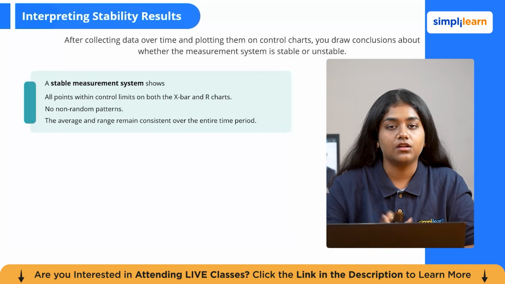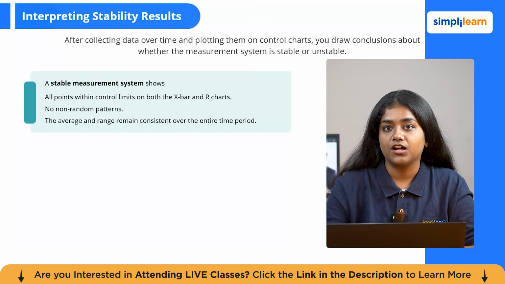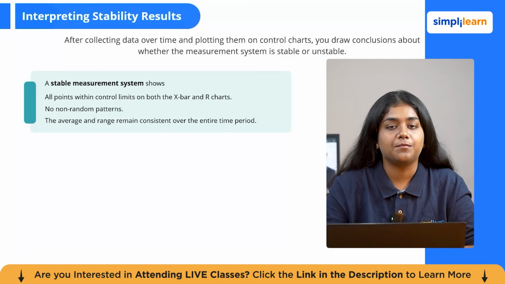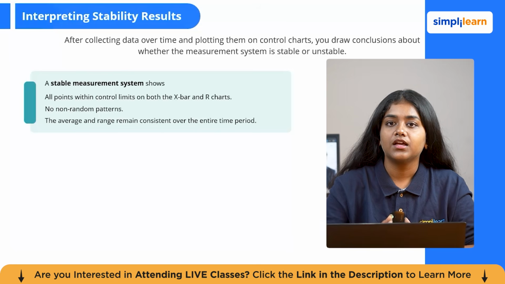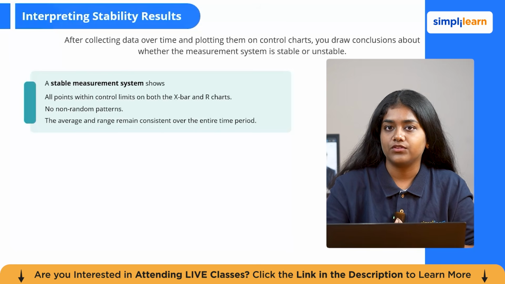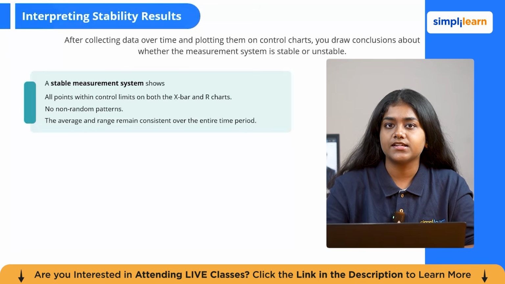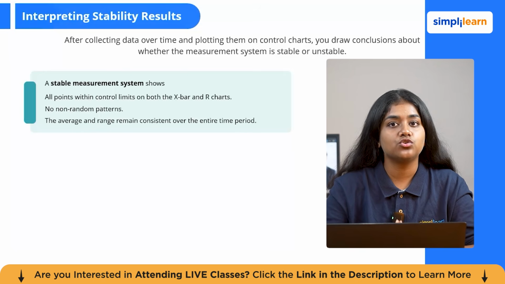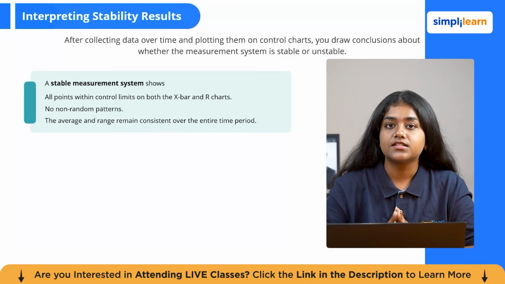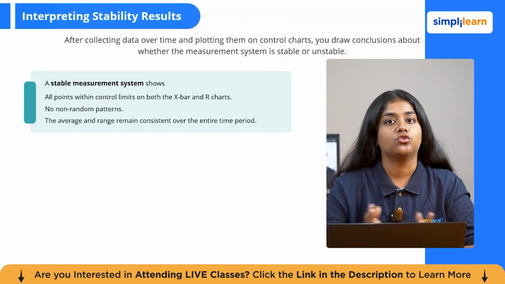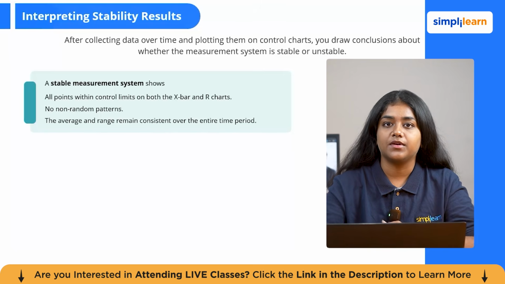This means the variation seen in the data is normal and expected, not caused by a change in the gauge, operator, method, or environment. All points within control limits. On both the X-bar chart and R chart, all points should remain within the upper and lower control limits. This shows that both the measurement average and the measurement variation are under control. No non-random patterns. Even if all points are inside the control limits, the chart should not show unusual patterns such as trends, long runs, cycles, or sudden shifts. These patterns may indicate that the measurement system is changing over time. Average and range remain consistent.